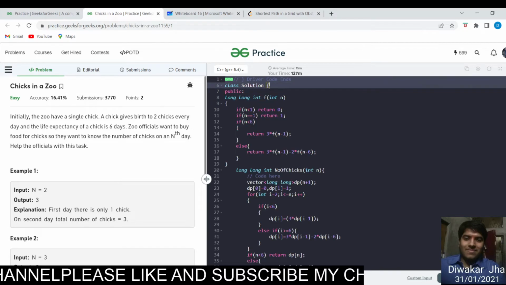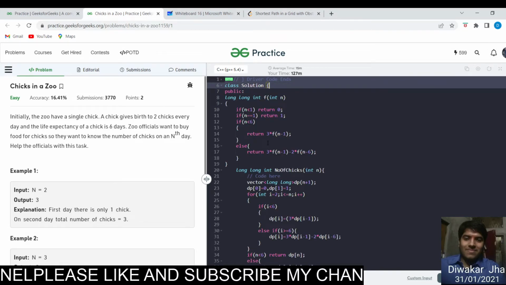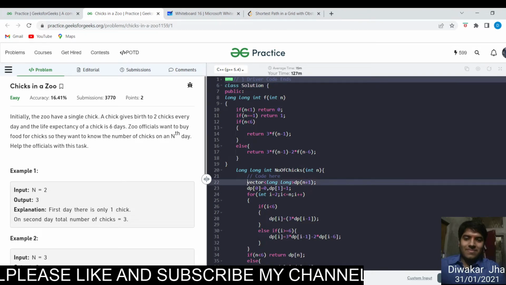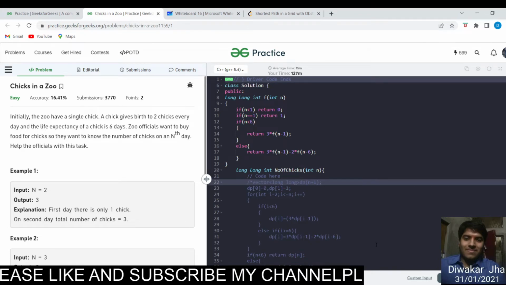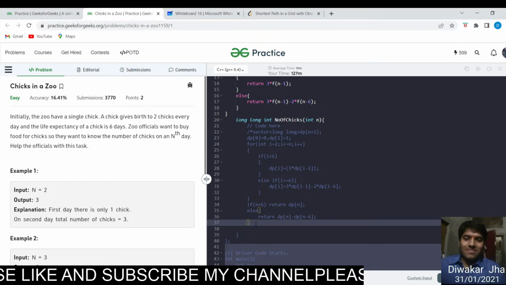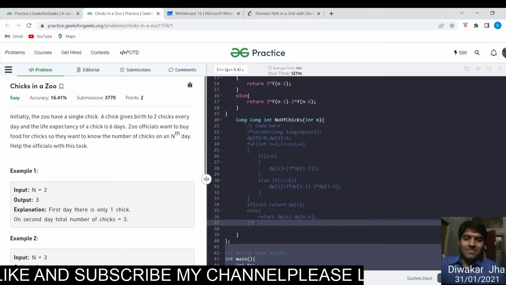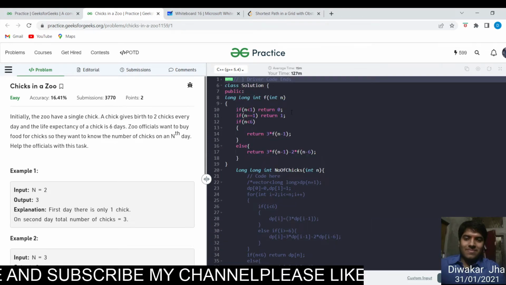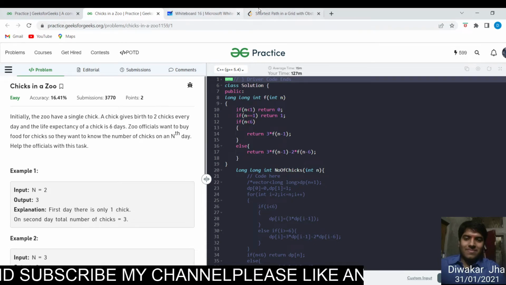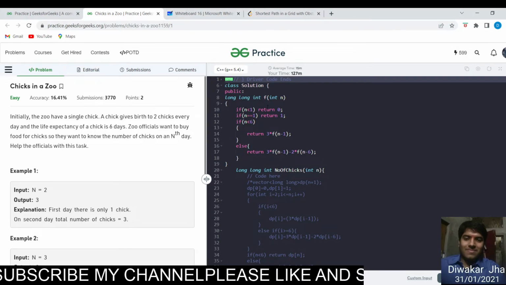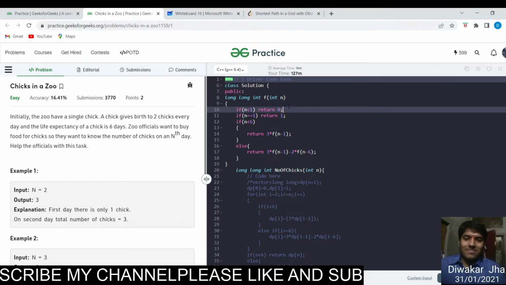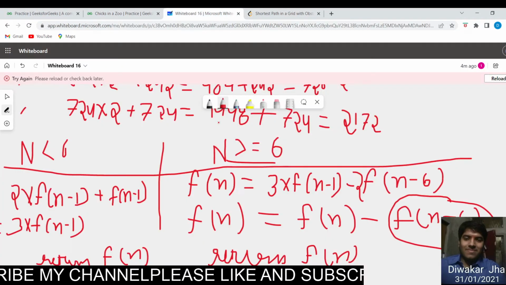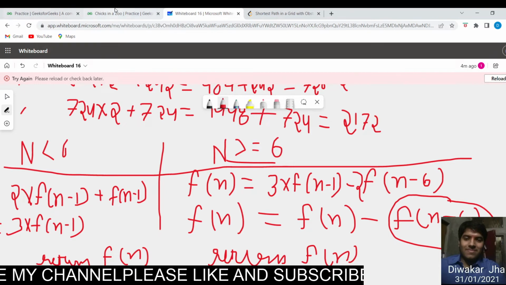So this is our coding. Firstly, we will check the recursion function; don't worry about the logic at this time. When our n is less than 1, we will simply return 0, because no chick is present on the 0th day.